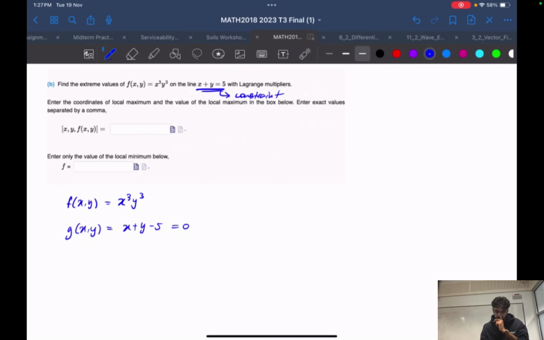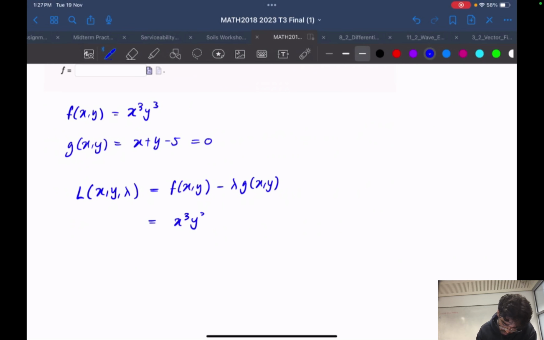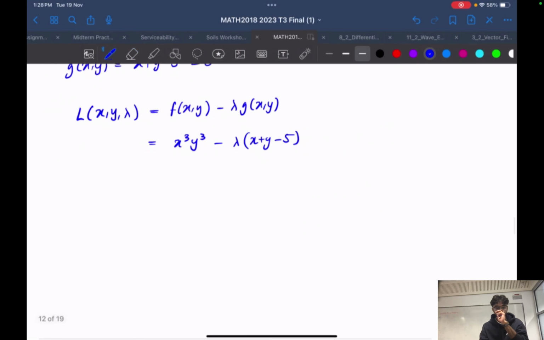Okay, chill. So as you guys might know, for Lagrange multipliers, you're going to have to form a function of 3 variables, or might be 4 sometimes, but in this case it's just 3. You do f of x y minus lambda g of x y, which is equal to x cubed y cubed minus lambda times x plus y minus 5. Okay, that's the first step. So step 1, done.